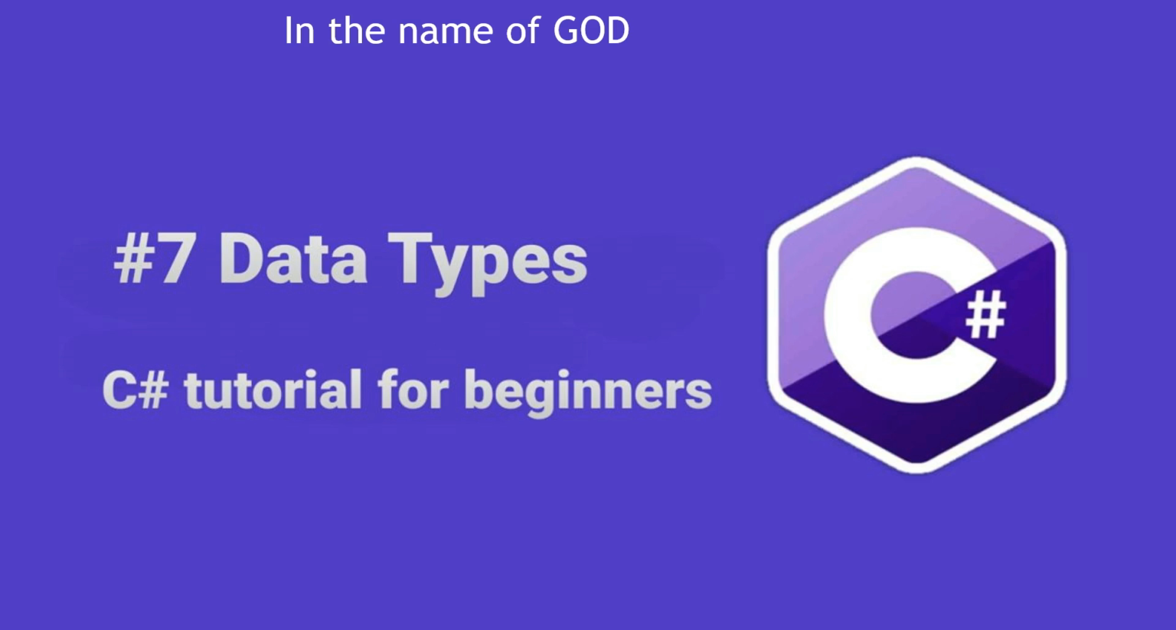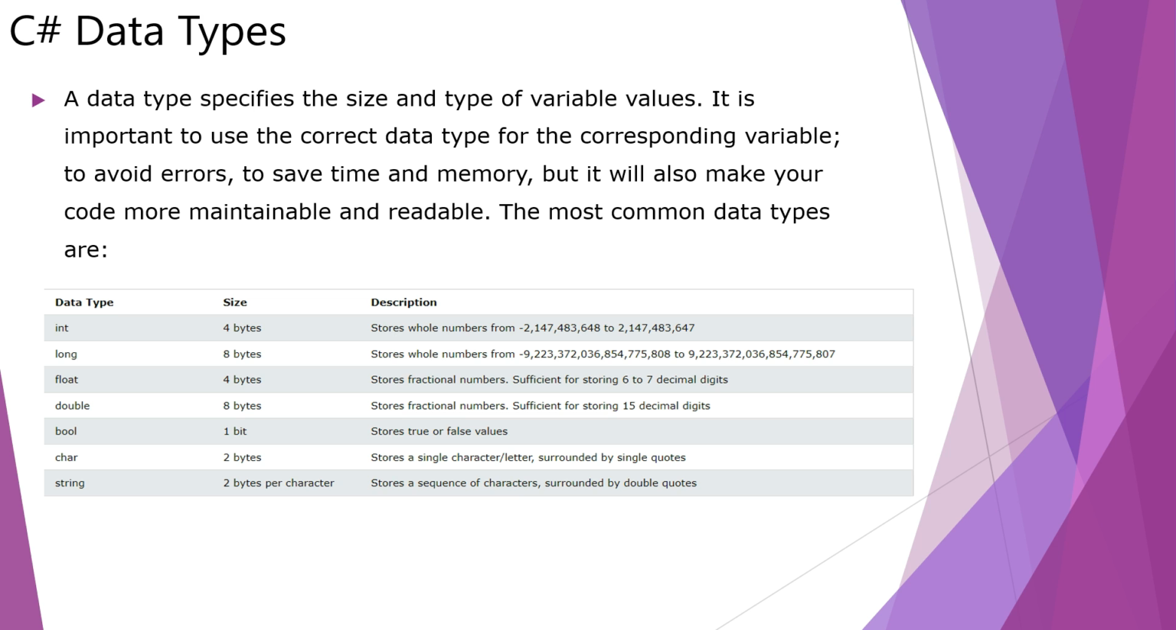Hello guys, in this part we learn C# data types. A data type specifies the size and type of variable values. It is important to use the correct data type for the corresponding variable to avoid errors, to save time and memory, but it will also make your code more maintainable and readable. The most common data types are in this image.